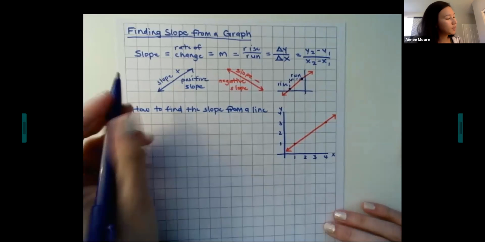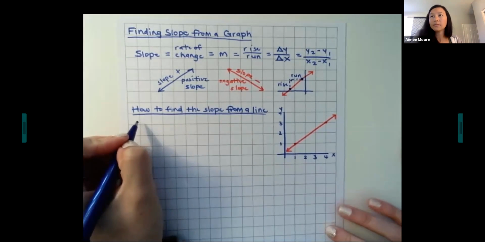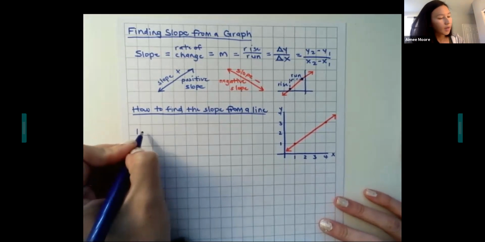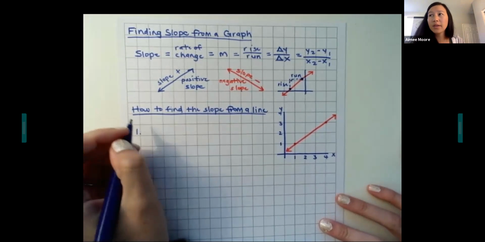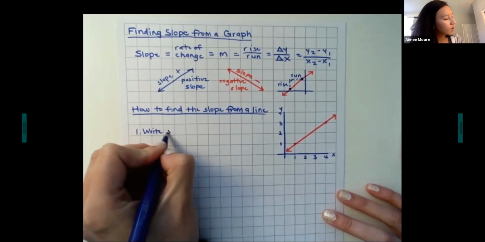Okay, so the first step is you're going to write slope on the line to determine if the slope is positive or negative.